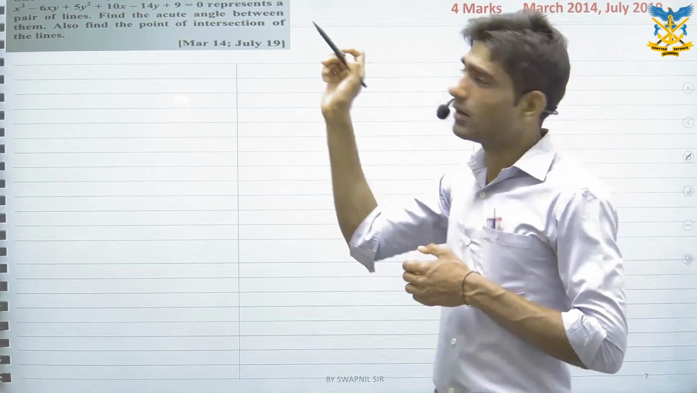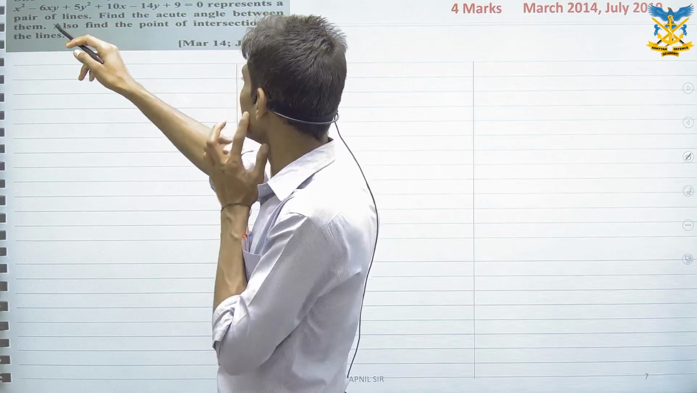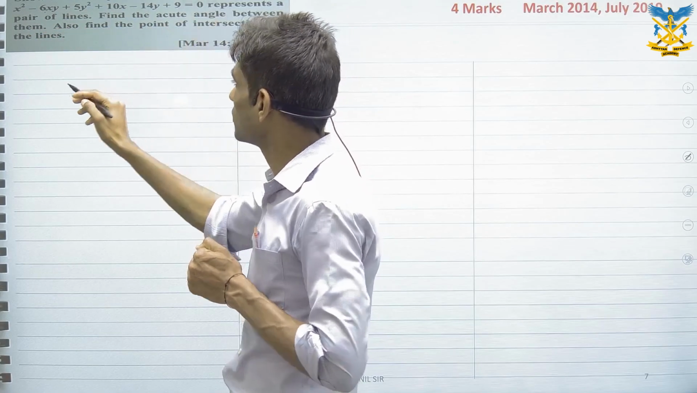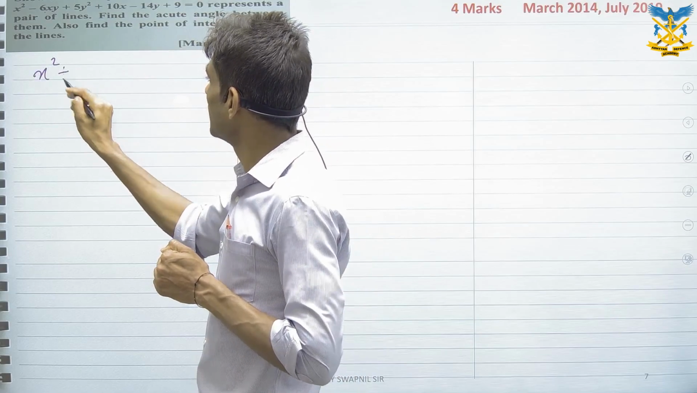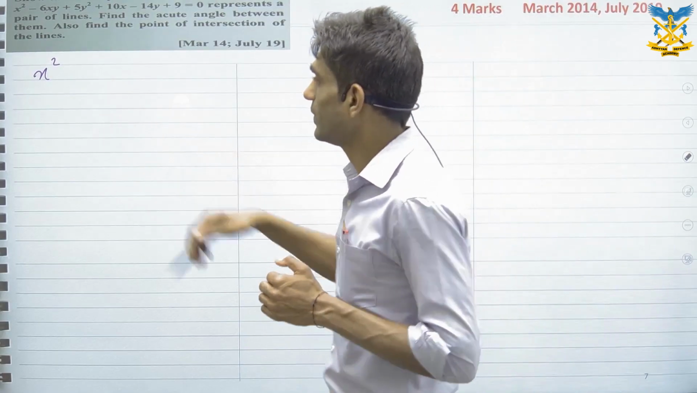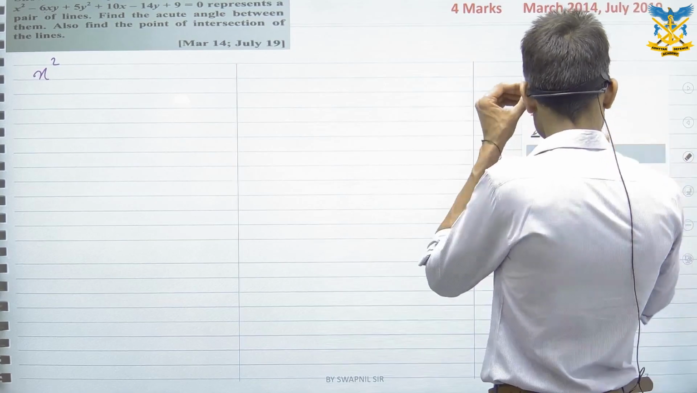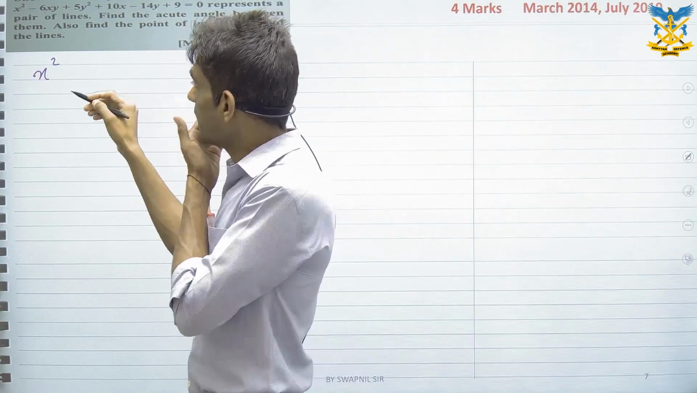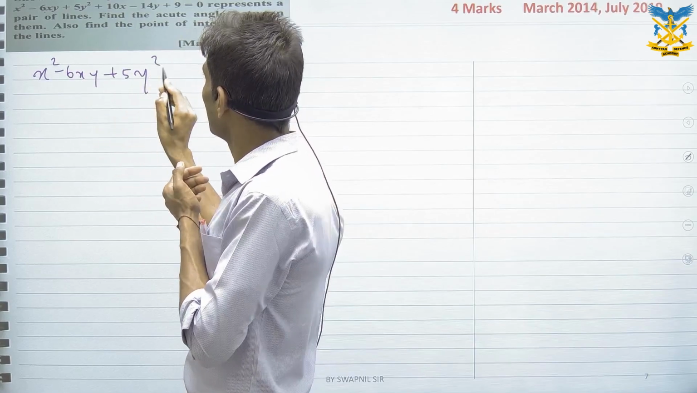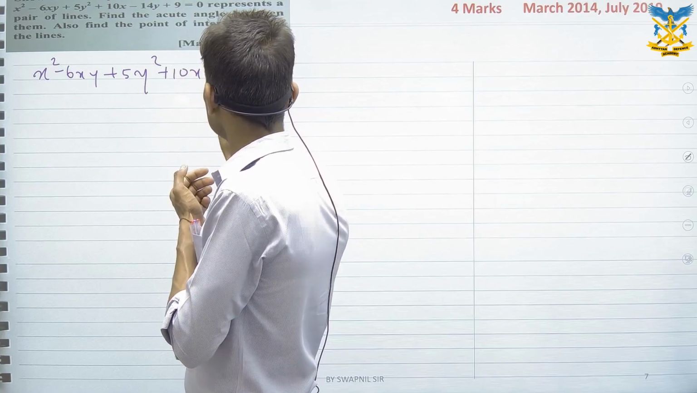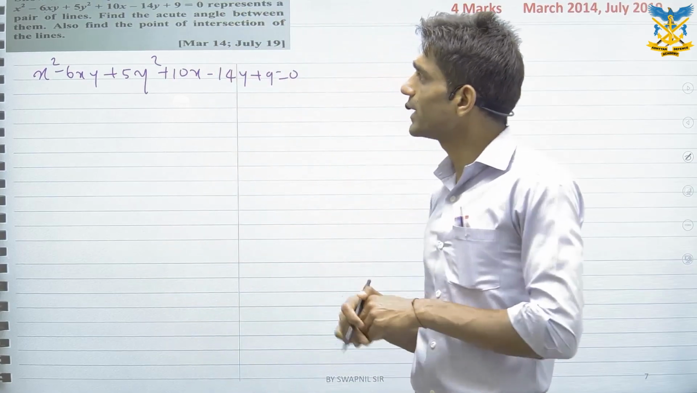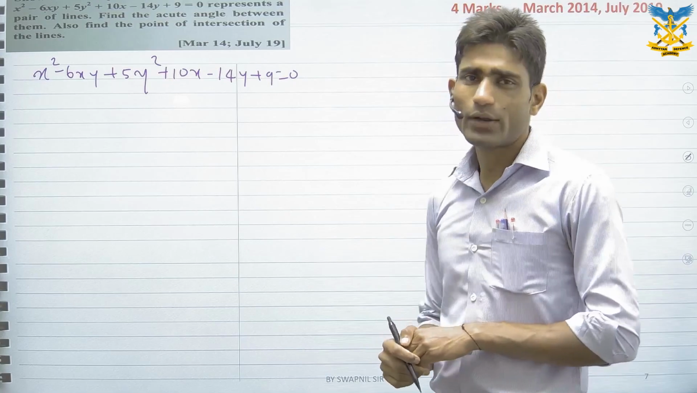We have to show that the given general equation x square minus 6xy plus 5y square plus 10x minus 14y plus 9, which is equal to 0. Let me write the question first, then I will explain its solution. So we have given the equation x square minus 6xy plus 5y square plus 10x minus 14y plus 9, which is equal to 0.